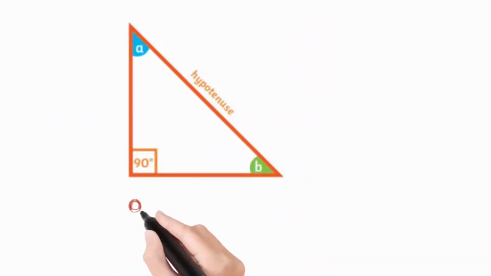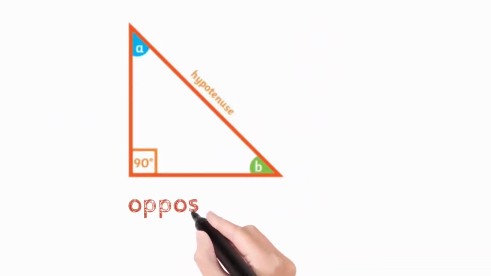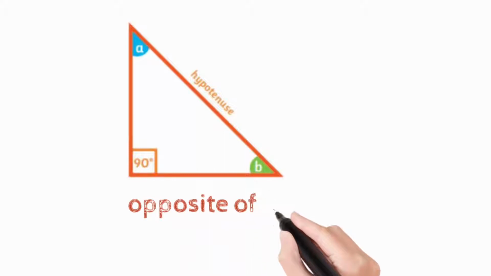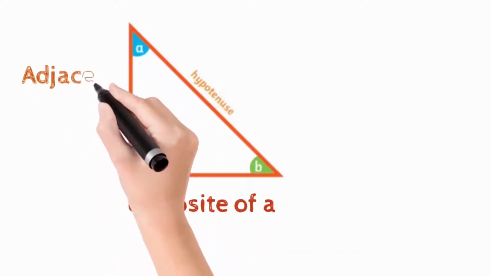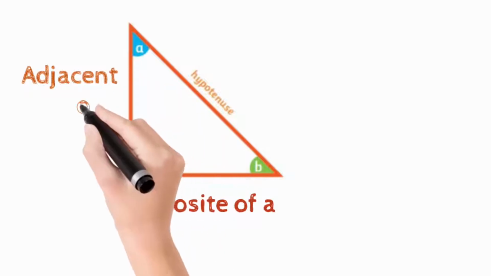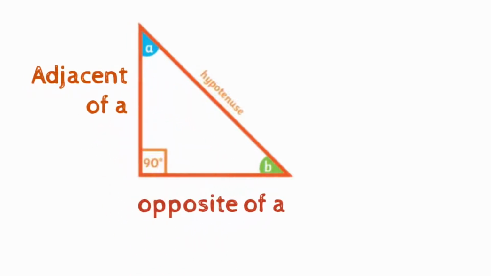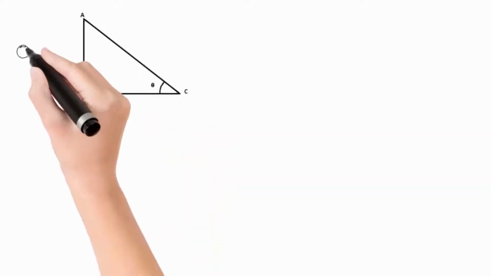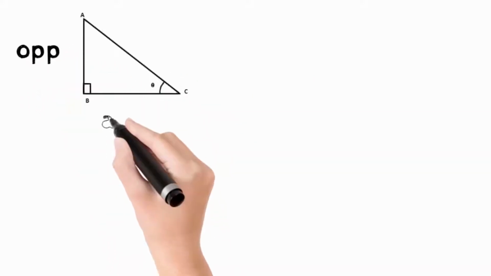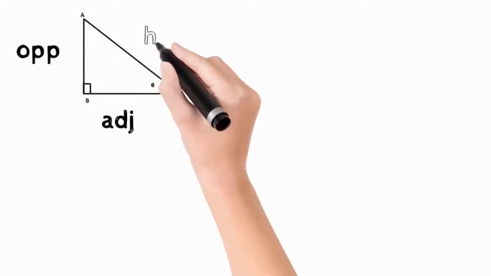Now a right angle triangle, which has a 90 degree angle, has 3 sides. The one opposite to the 90 degree is the hypotenuse. The one opposite to the given angle is the opposite side, and the one which is closer to the given angle is the adjacent side. Now using this right angle triangle, the trigonometric ratios can be developed.